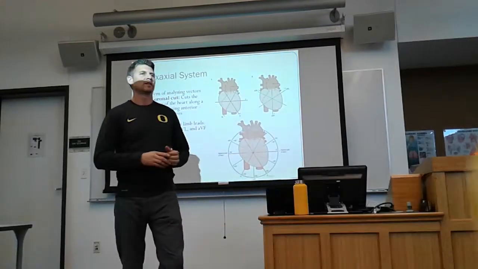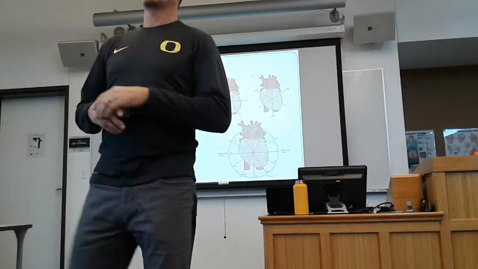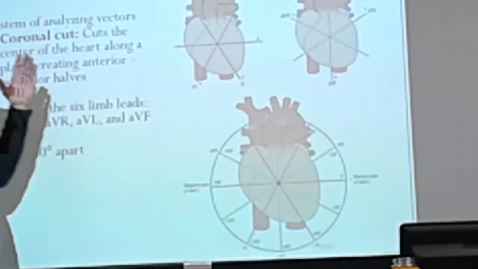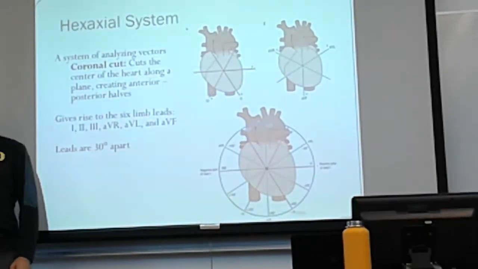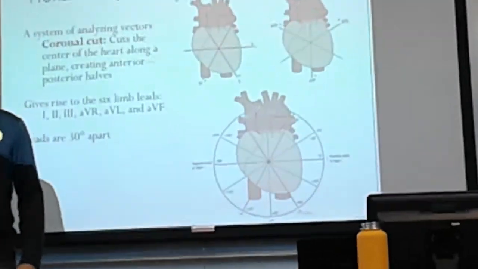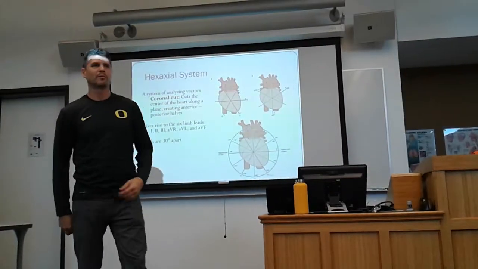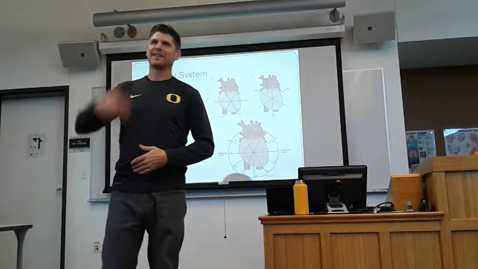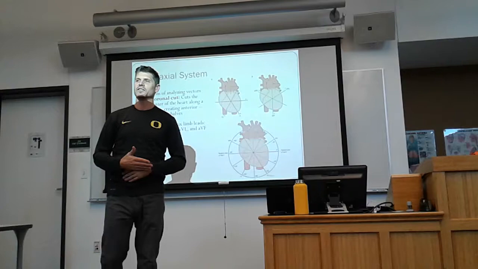View of the heart. The first one was what we call the hexaxial system. The hexaxial system is where we take a coronal cut of the heart. We take a coronal cut of the heart, so go back and remember your planes. If you don't remember your planes, go back to your A&P class and say, I need to remember my planes. So, coronal cut of the heart.